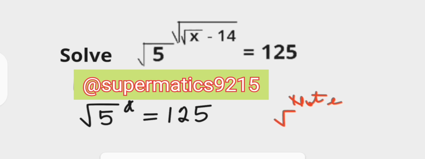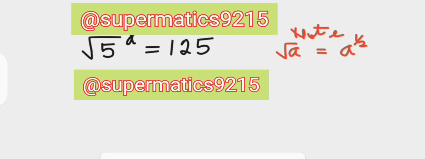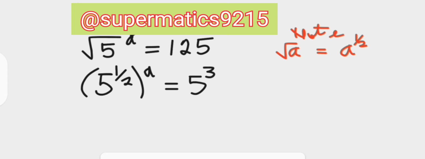Now you recall that when we have the square root of a, it is the same thing as a raised to power half. And what this means for the equation at hand is that the square root of 5 can be written as 5 raised to power half, then to the power of a, our transformation variable. And 125 can be written as 5 raised to power 3. That's 5 times 5 times 5. So on the left hand side, we can write this 5 raised to power half raised to power a as 5 raised to power a over 2.